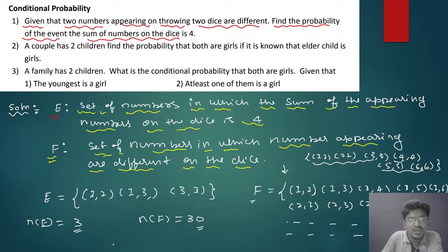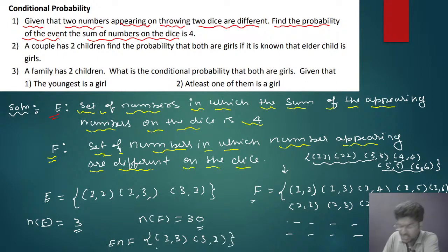What is E intersection F? Now tell me, what is E intersection F? E intersection F will be (1, 3) and (3, 1).